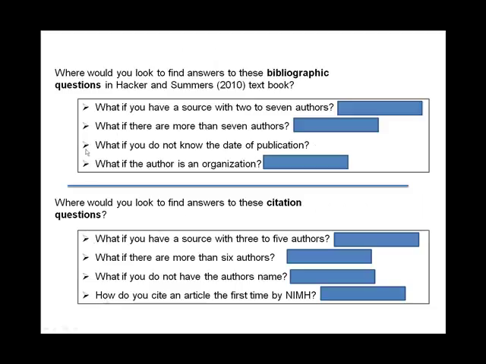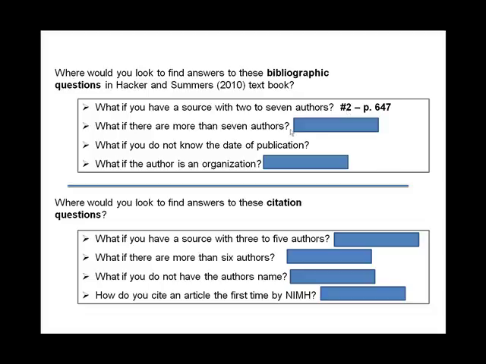Okay, let's take a look at these questions, see if you can determine the answers, and then pause it, and then I will reveal the answers. So first one, what if you have a source with 2 to 7 authors? Where do you look? Well, you're going to look on page 647, number 2. It tells you how to create a bibliography for a source with that many authors.